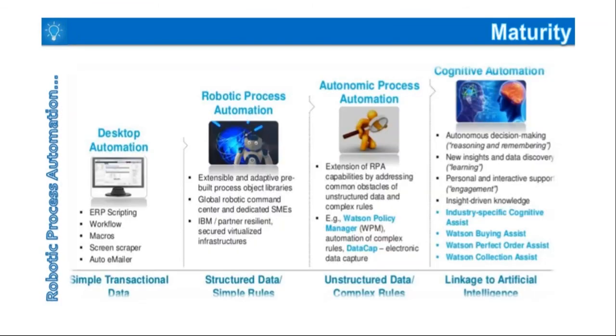Fine. Now we will see the maturity of robotic process automation. Coming to the first point, desktop automation. Here we have scripting, workflows, macros, screen scrapers, and auto emailers. This is called simple transaction data, which we deal with here.